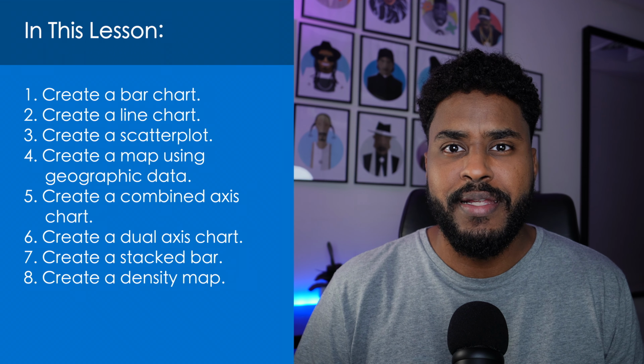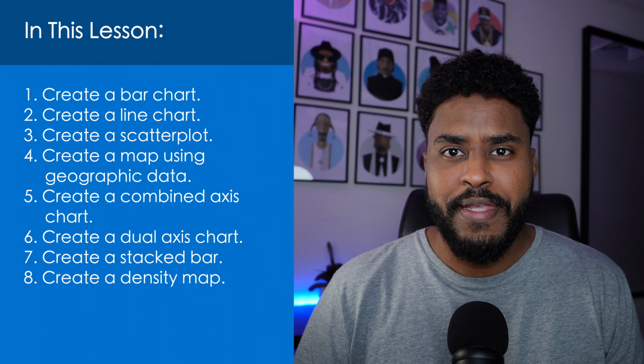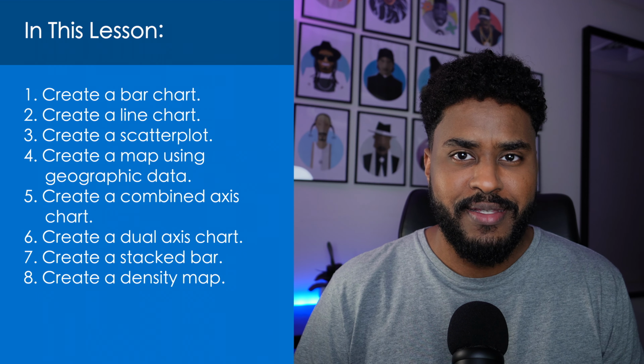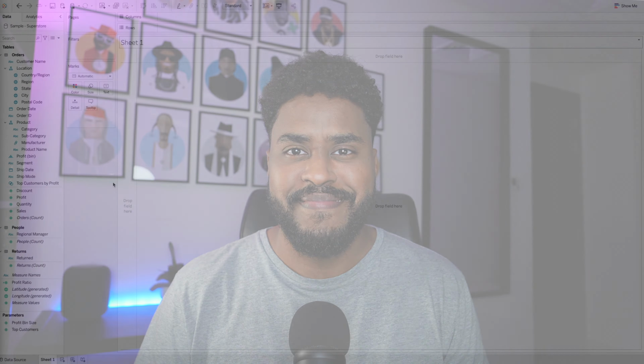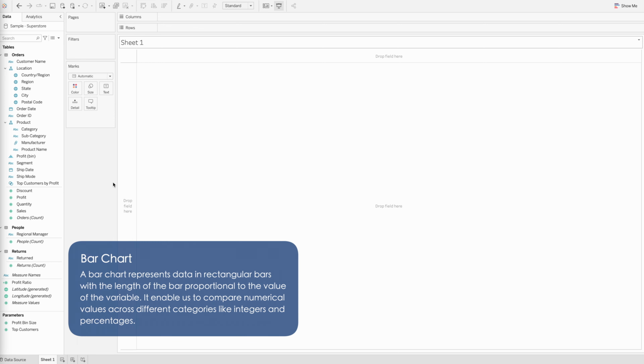In Part 1, we are going to learn how to create basic types of charts, like bar charts, line charts, and scatterplot, creating a map using geographic data, create combined axis charts and dual axis charts, and create a density map. Let's get started. Let's start by creating a bar chart to view the sales by region, for example.